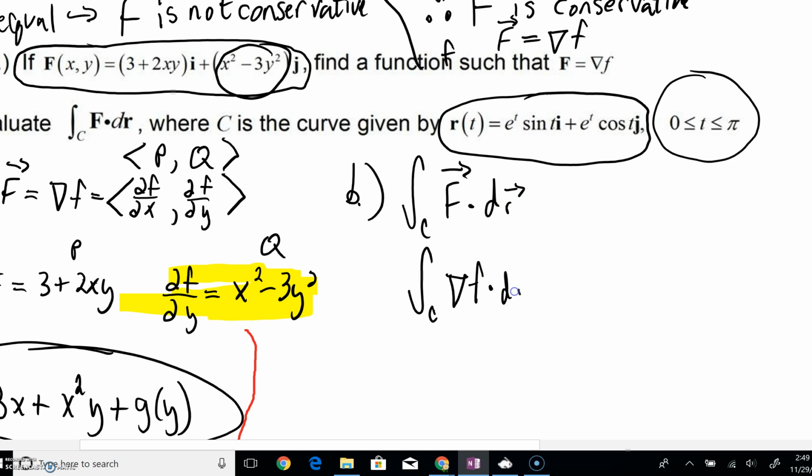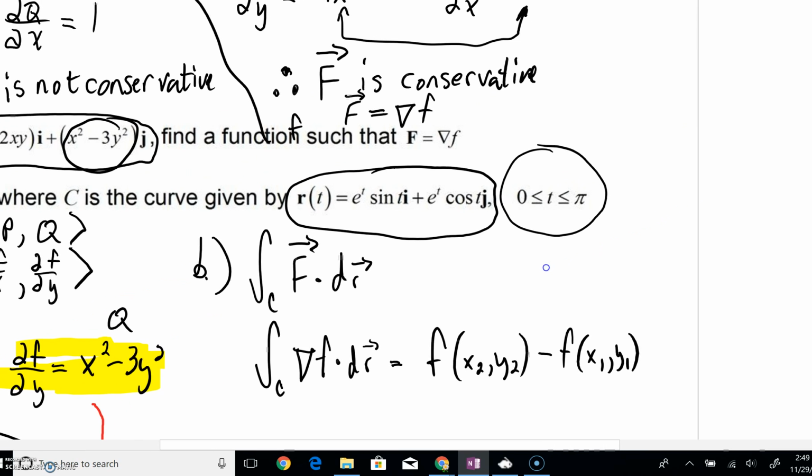And what we do from here is we can say it's going to be f of our ending point. It's just a function of x and y. Minus f of our initial point. And we have our function. All we have to do is plug in our beginning and our ending point. To do that, please realize that's why they gave us r of t.